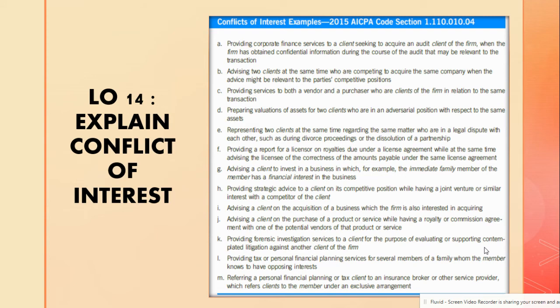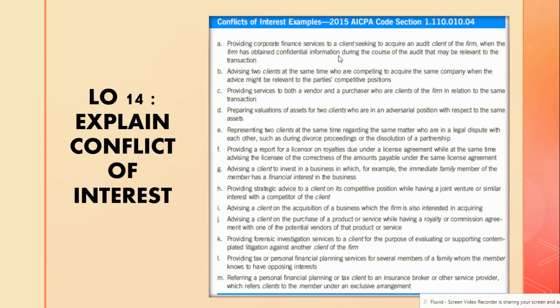So these are examples of conflict of interest. If let's say you still don't understand apa maksud conflict of interest tu, okay. So an example is providing corporate finance services to a client seeking to acquire an audit client of the firm, when the firm has obtained confidential information during the course of the audit that may be relevant to the transaction. Advising two clients at the same time who are competing to acquire the same company, when the advice might be relevant to the parties' competitive positions. Other than that, providing service to both a vendor and a purchaser for a client of the firm in relation to the same transaction.